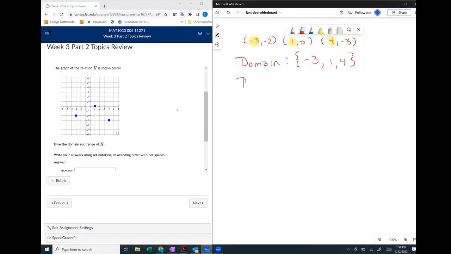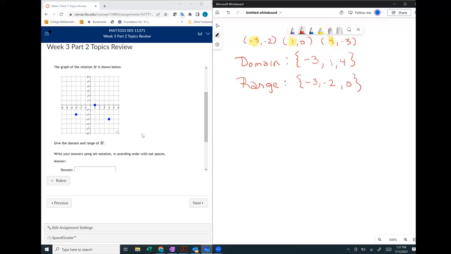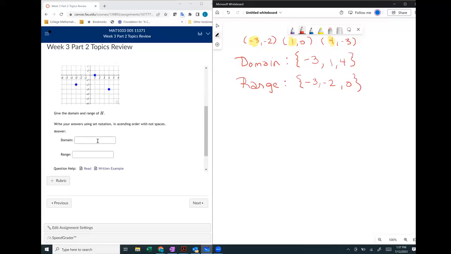The range are the Y values. And again, this is a set, and it's -2, 0, -3. So in ascending order, it would be -3, -2, 0. Exactly. So that really is the answer to this question.